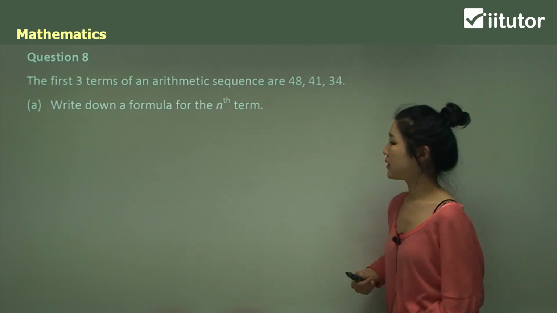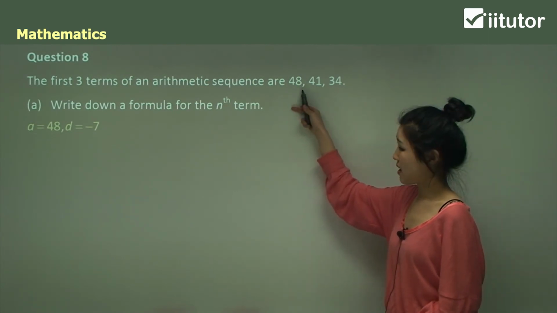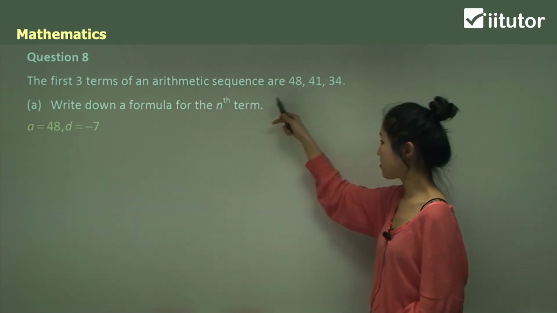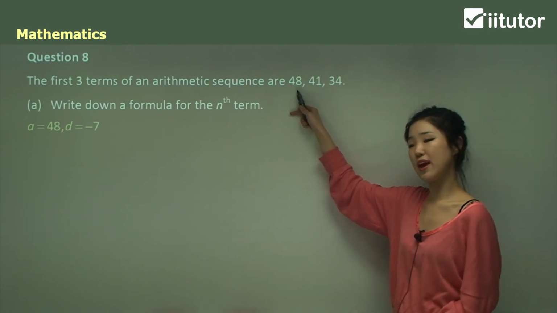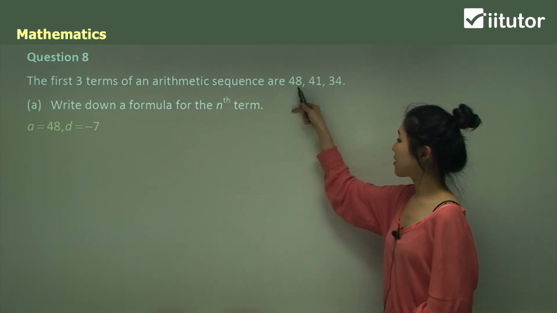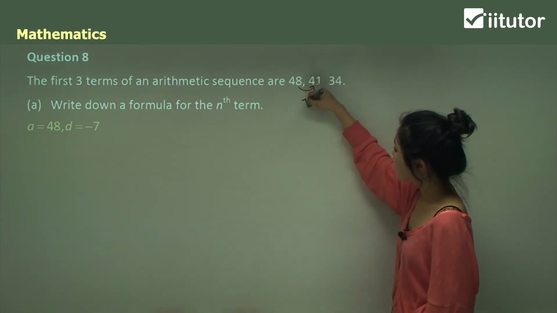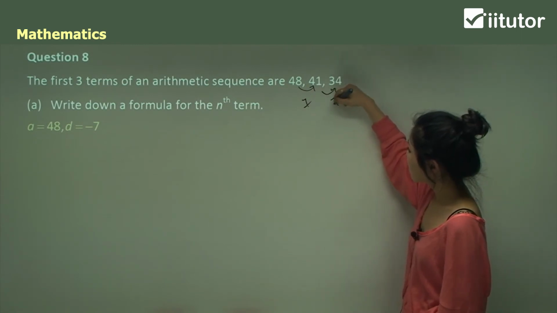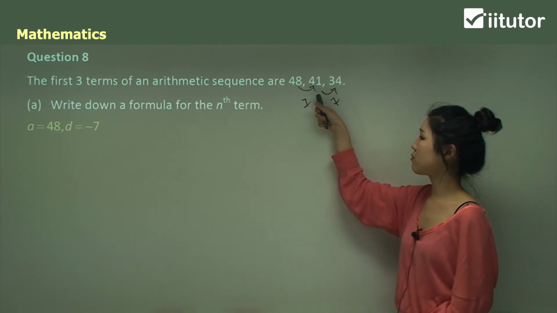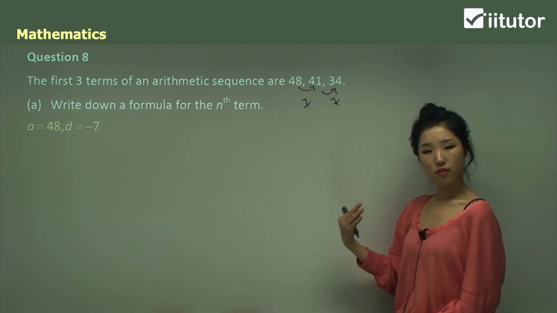So what I'm going to do is find A. A is the first term. They said the first 3 terms. So the first term is the first one on the list, which is 48. So A is 48. But now, guys, look at the common difference. Well, it's going down by 7, isn't it? 48 minus 7 is 41. 41 minus 7 is 34.